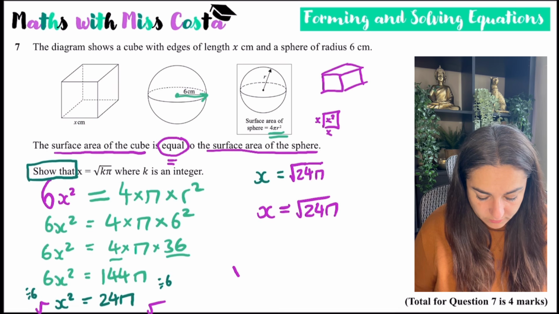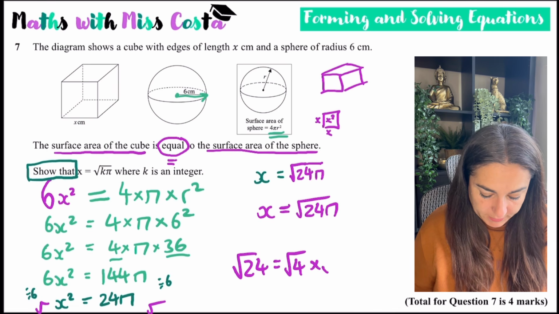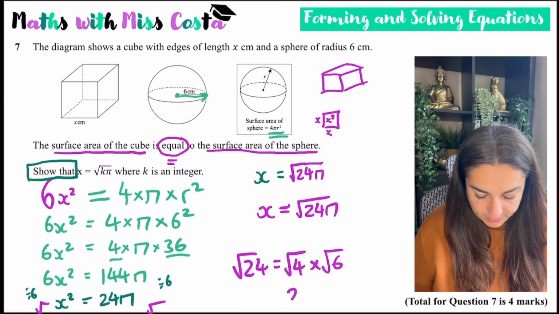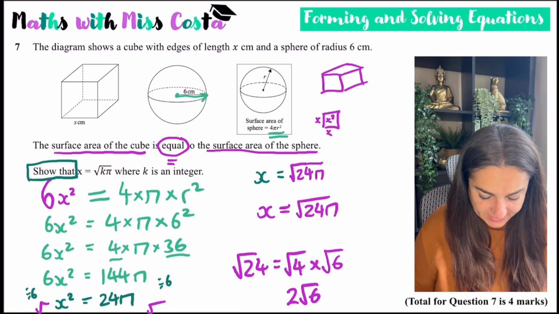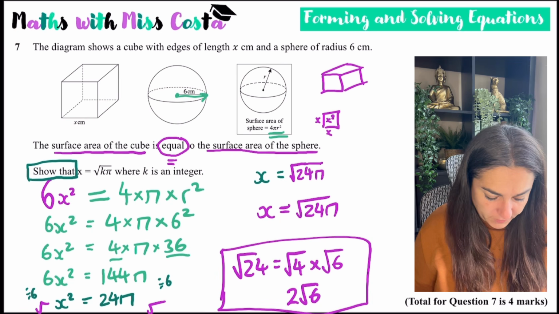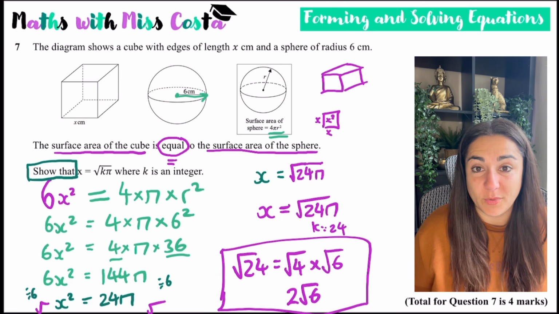Although we could. The square root of 24 is the same as root 4 times root 6, so that would be 2 root 6. But I don't think we need to because they haven't asked for it to be in its simplest form. So we're just going to say that k is 24. And that would be that question.